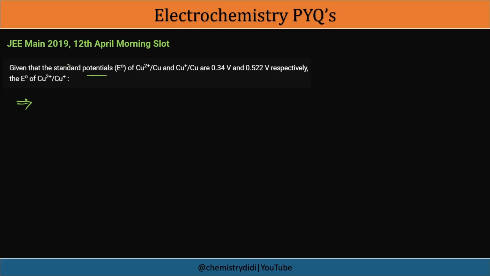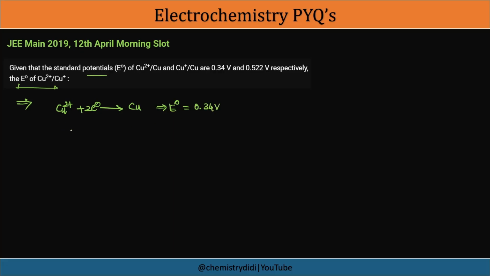Here we need to find the standard potential. They have given the standard potentials of these two, and we need to find the E naught for this particular reaction. Whenever they ask these types of questions, it's better to first write whatever they have given in the question. So here they have given Cu2+ capturing two electrons, getting reduced to copper, and E naught is 0.34 volts.